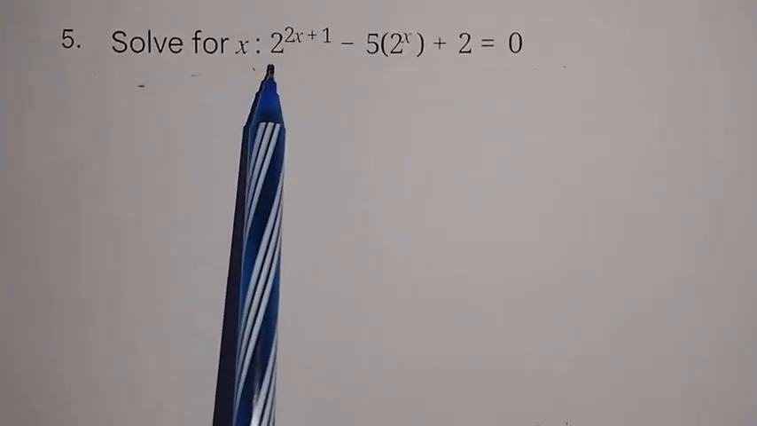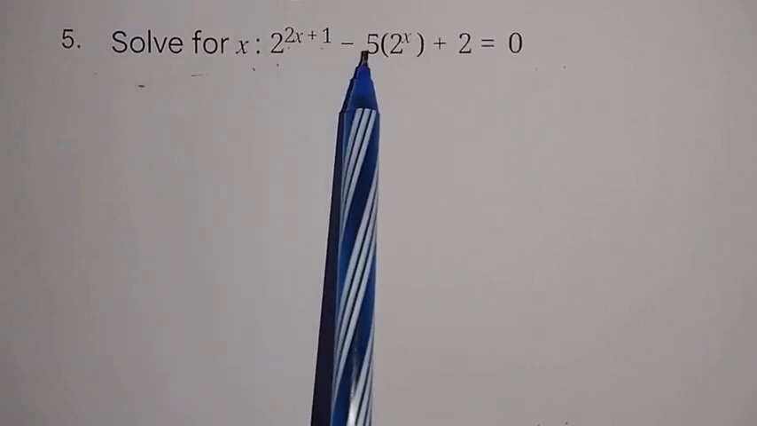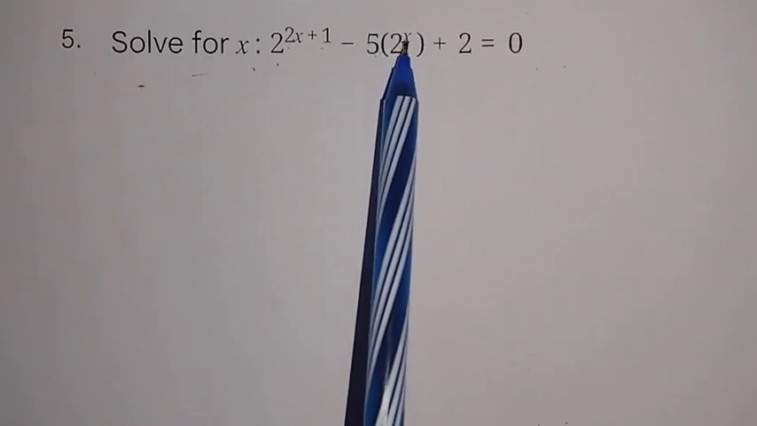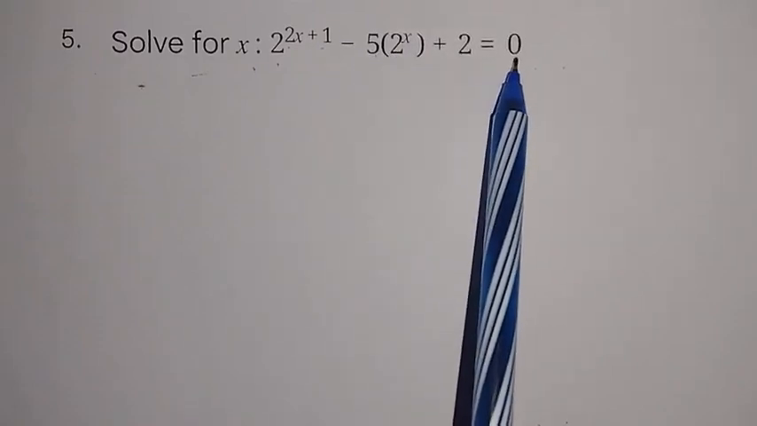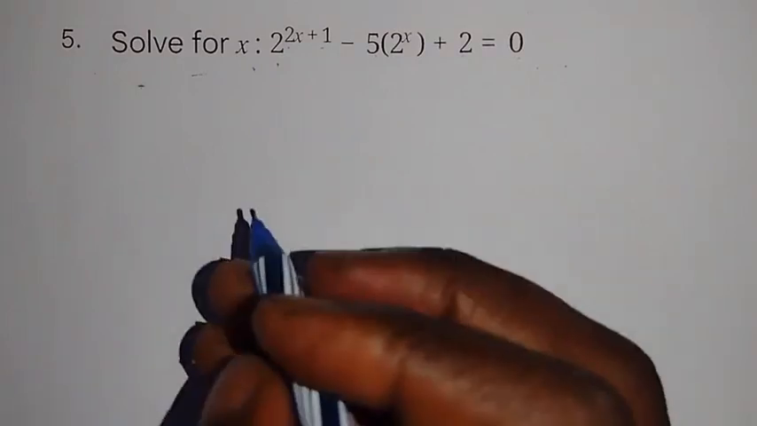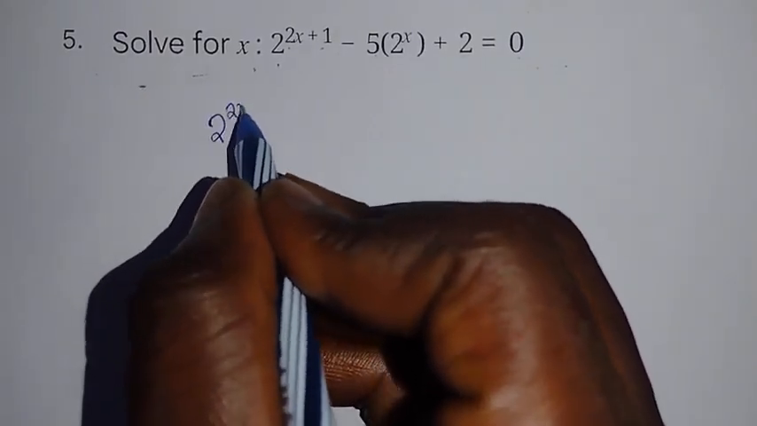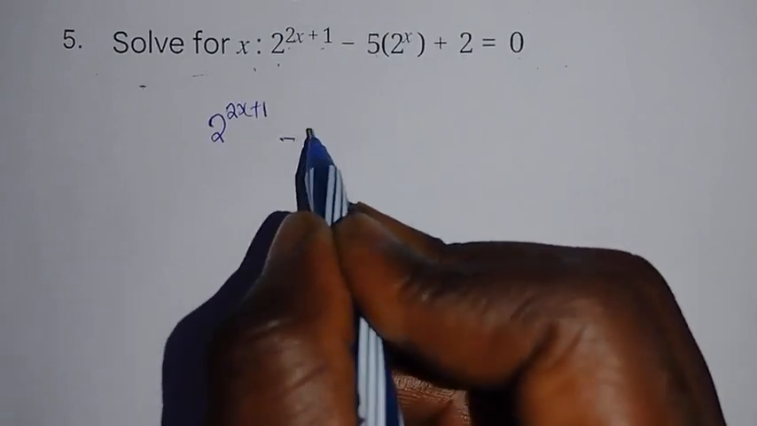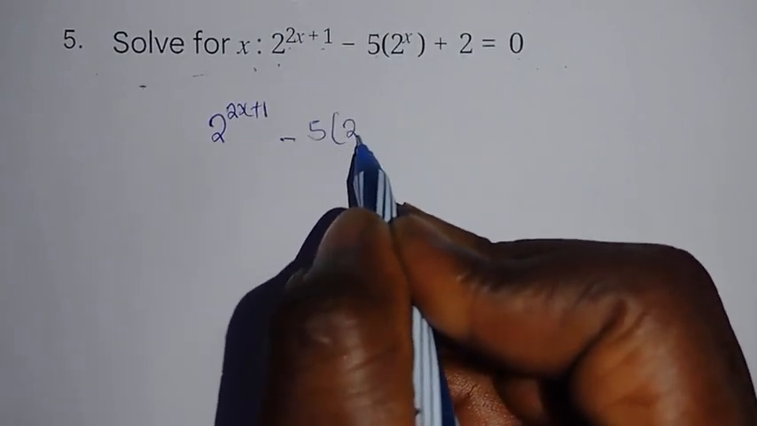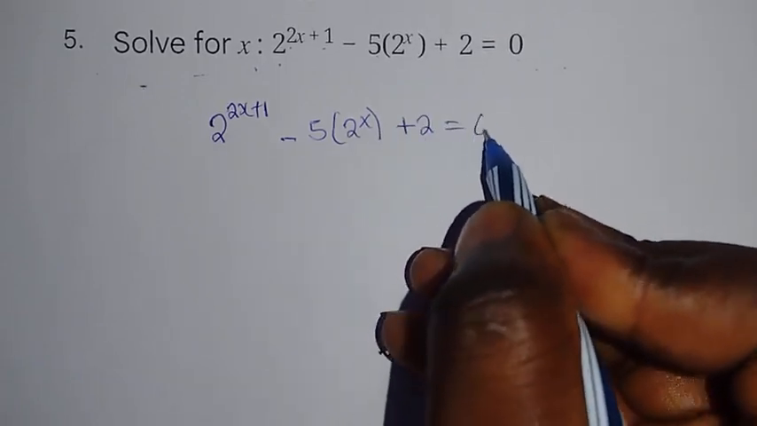For x, we have 2 raised to the power of 2x plus 1 minus 5, in brackets we have 2 raised to the power of x plus 2 is equal to 0. So how can we solve for x? Step 1, first let us copy the question. We write 2 raised to the power of 2x plus 1 minus 5, in brackets we have 2 raised to the power of x, then plus 2, which is equal to 0.